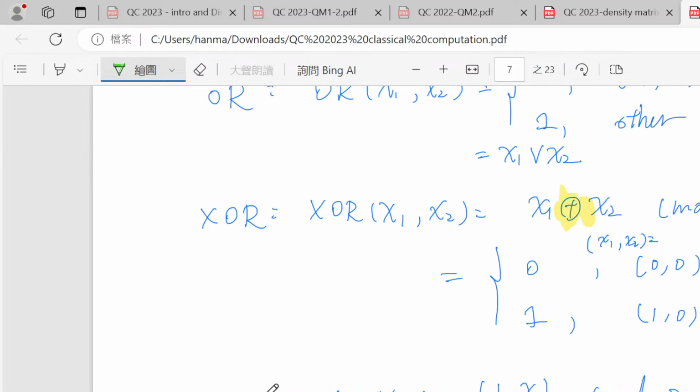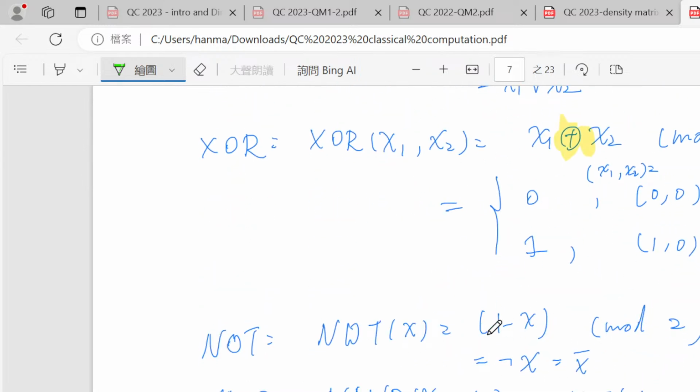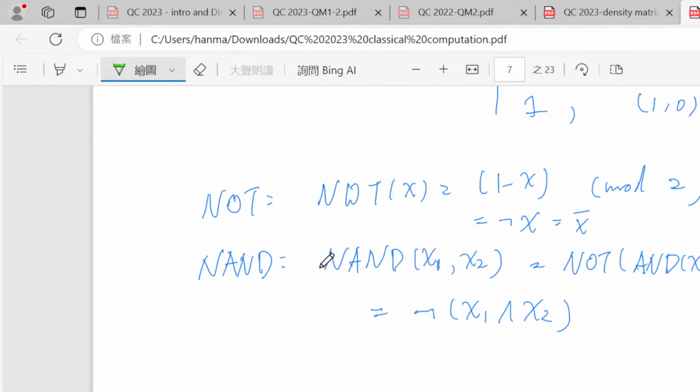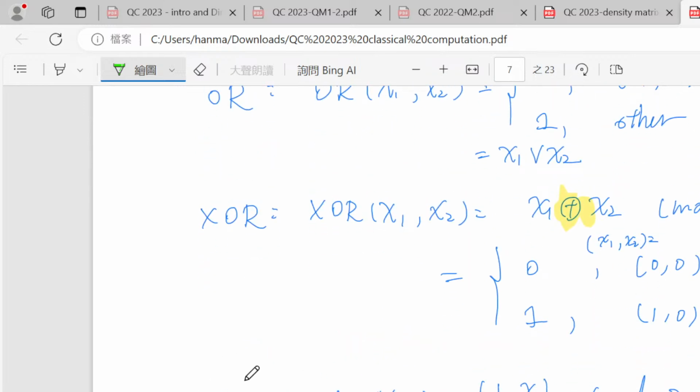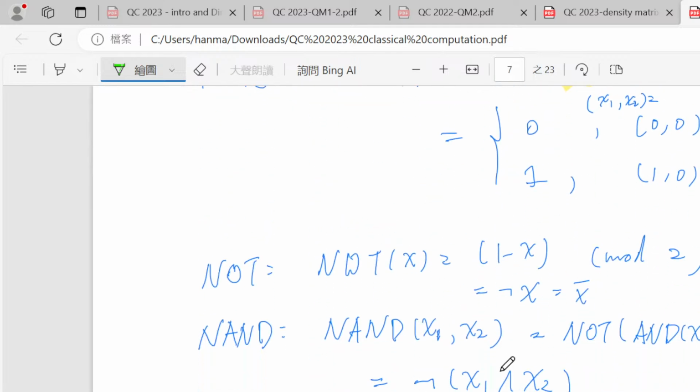And there is the NOT gate. As we said, it flips 0 and 1, and when you want to write it as a number, that's just 1 minus x mod 2. In logical notation it's a weird negation symbol of x, and sometimes people also write it as x with a bar over it. And finally there is the NAND gate. It's really just the NOT gate and the AND gate composed together. Once again it's a 2-to-1 gate, and you compute the AND of x1, x2, and then you compute the NOT of it.